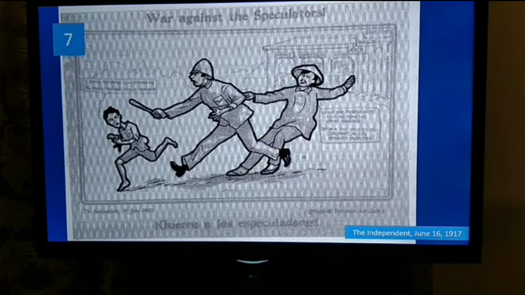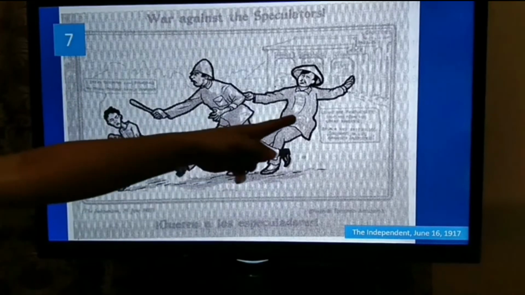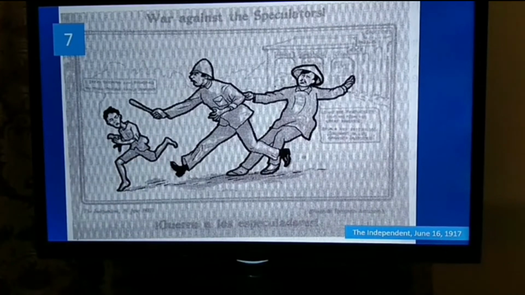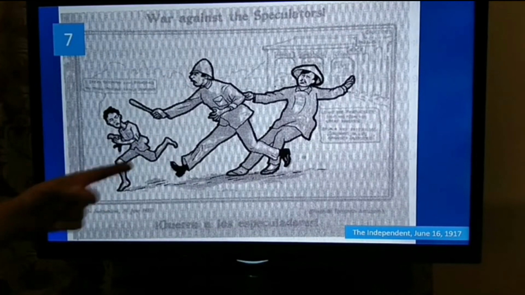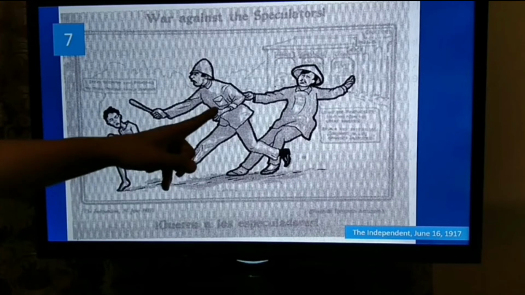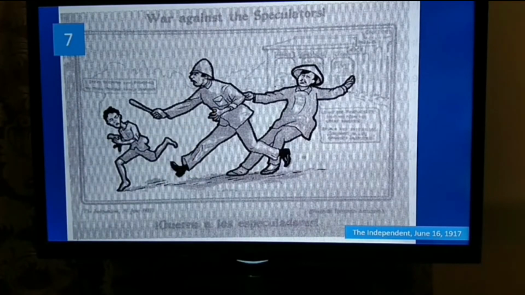We see almost the same arrangement of people. Somebody is preventing somebody to go after somebody. Now, who is this person running? A boy. What is he holding? Looks like a chicken. And who is this guy in the middle? What do you think is his job?